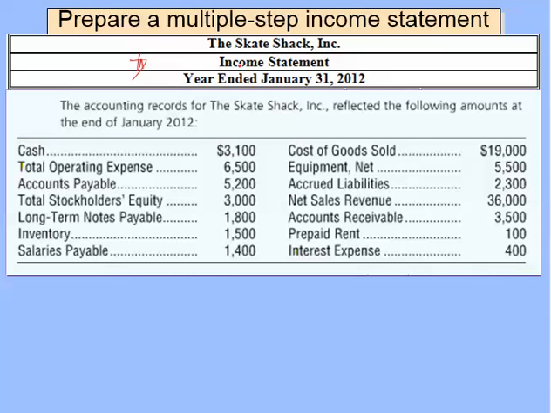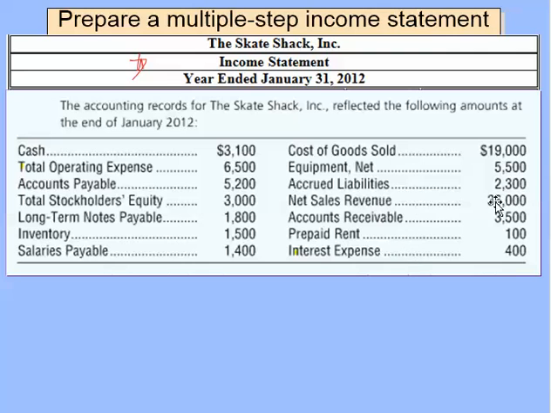So we've got the skate shack, the name of the statement, which is the income statement for year ended January 31st, 2012. And then think about what goes on your income statement. Well, we know revenues minus expenses gives us net income, but now we have this multiple step income statement. We're still going to start with revenues though. So let's go ahead and figure out what is our revenue.